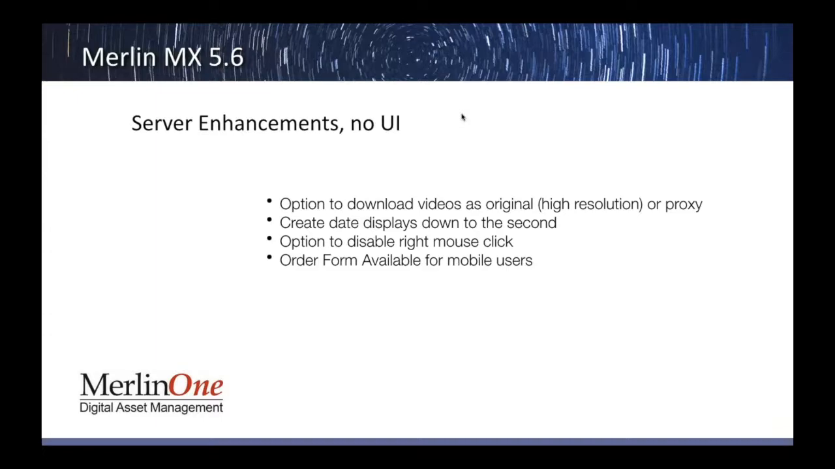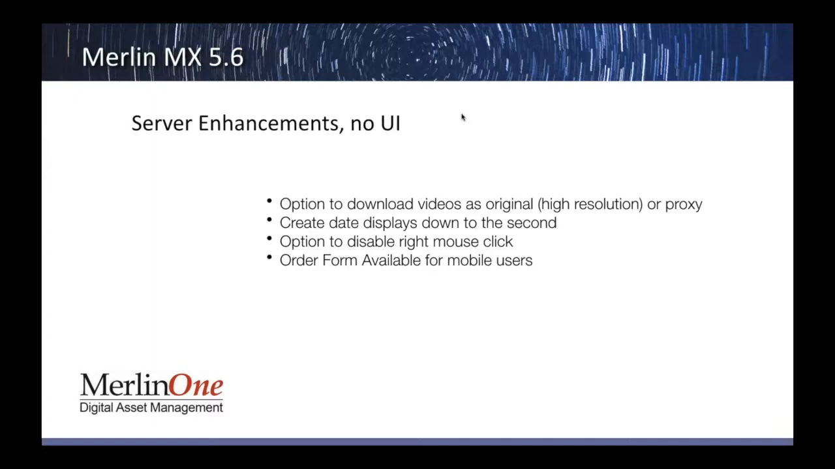What we have to do is eventually put a UI on it so that you can use it at the time of download. For right now, it's a server-side setting, and you would choose your downloads to be either in high res or in proxy. You wouldn't be able to switch back and forth just yet.